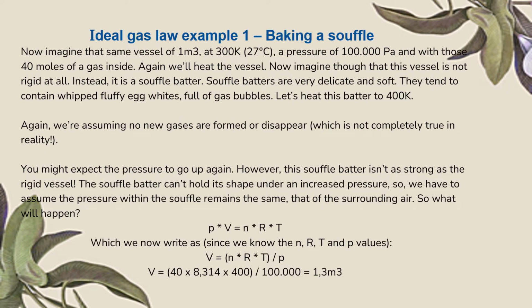Ideal gas law, example 1: a soufflé. Imagine a vessel of 1 cubic meter at 300 Kelvin and a pressure of 100 pascals, with 40 moles of gas inside. We'll heat the vessel, which contains soufflé batter, which is very delicate and soft. It tends to contain a lot of fluffy egg whites full of gas bubbles. Let's heat this batter to 400 Kelvin.